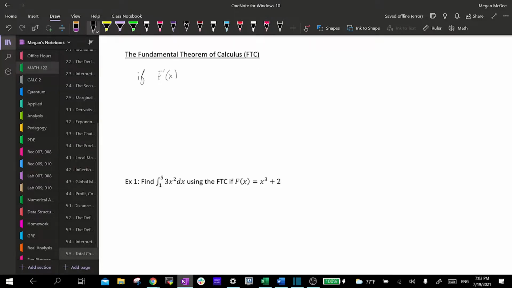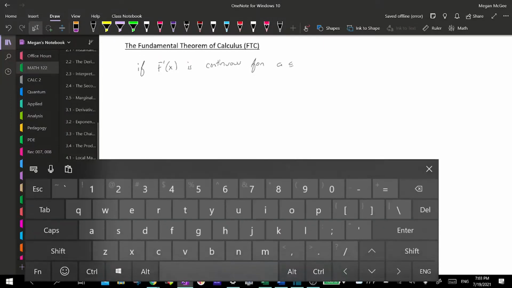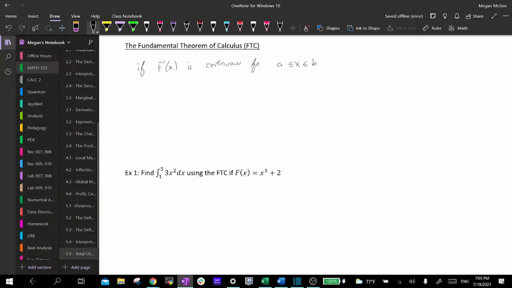If f prime of x is continuous for some a less than or equal to x less than or equal to b, then we have the integral from a up to b of this derivative f prime of x with respect to x is equal to the original function, just f, evaluated at the upper bound, f of b, minus the original function evaluated at the lower bound, so f of a. So in words, the definite integral of the derivative of a function gives the total change in the function. We've kind of been using this just without writing it down fully.